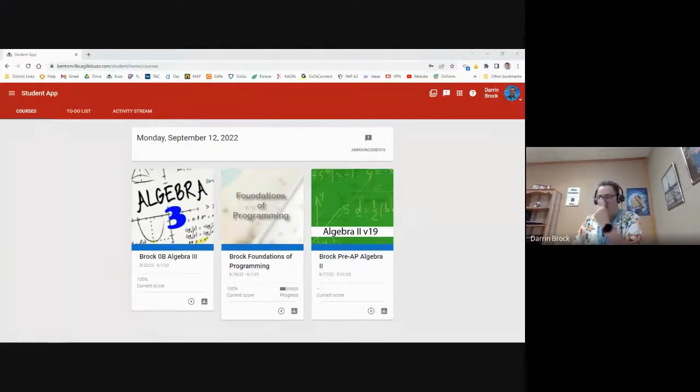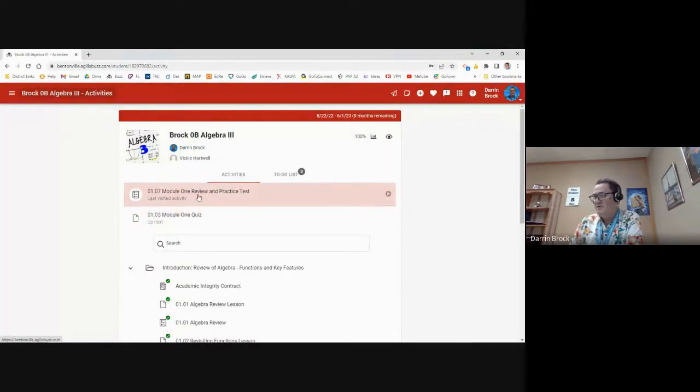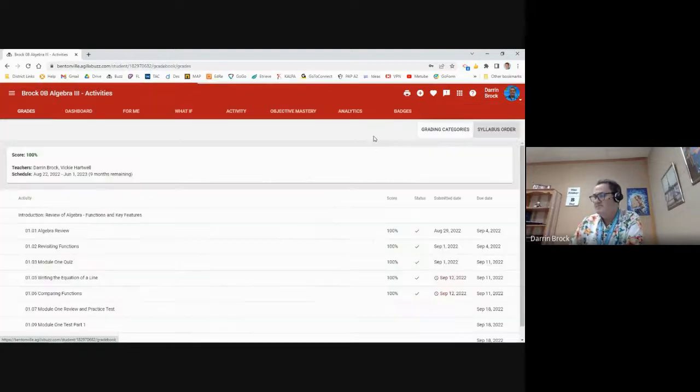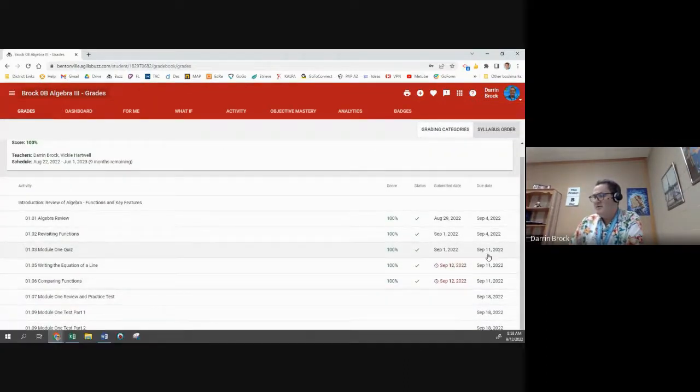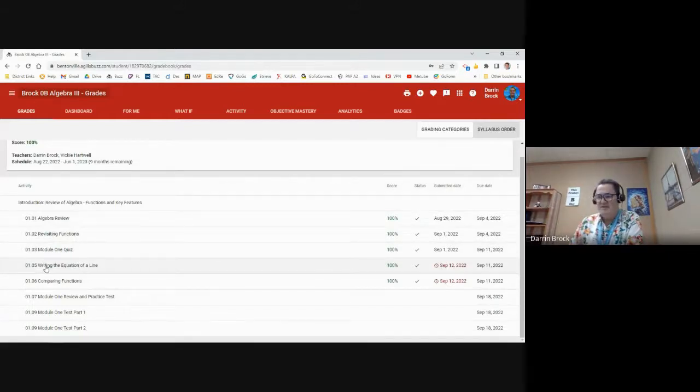Looking at what was due in Algebra 3, if we go to the grade screen. All right, so September 11th, we had due the quiz along with lessons 5 and 6. 1.05, writing the equation of a line. 1.06, comparing functions. And we're generally comparing slopes and y-intercepts for the most part.